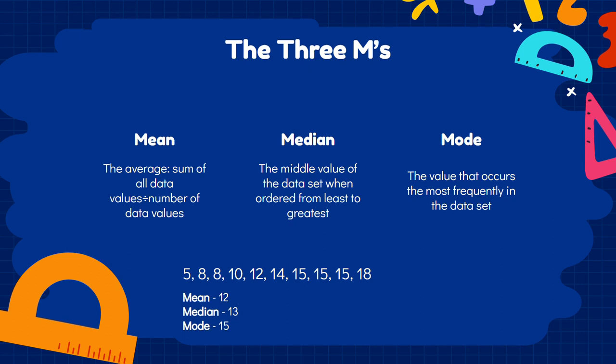So that's your median. And mean is just, you add all these numbers up and divide by how many numbers there were. So you add up 5 plus 16 plus 10 plus 12 plus 14 plus 15 times 3 plus 18. You get 120. And then you divide by 10 because there were 10 numbers to get your mean of 12. So that's the 3 M's: mean, median, and mode.